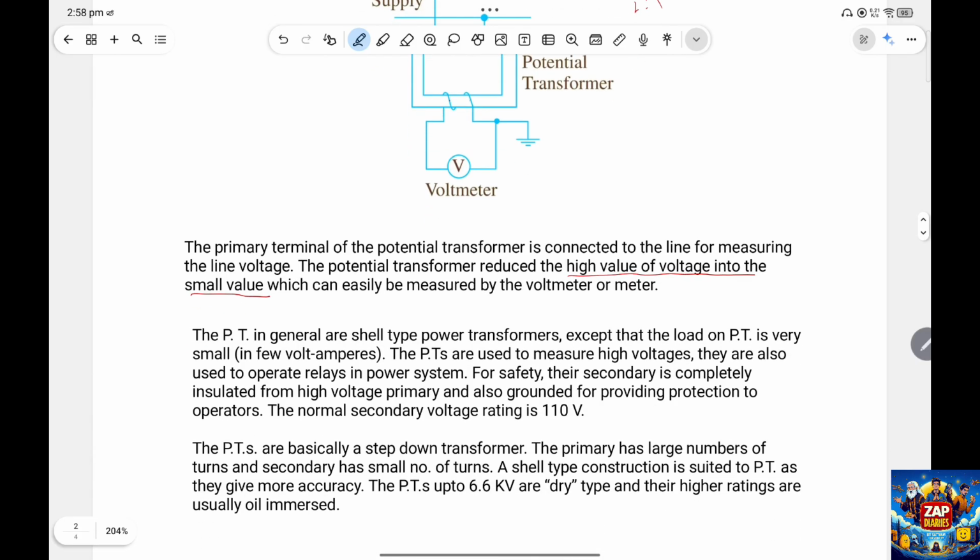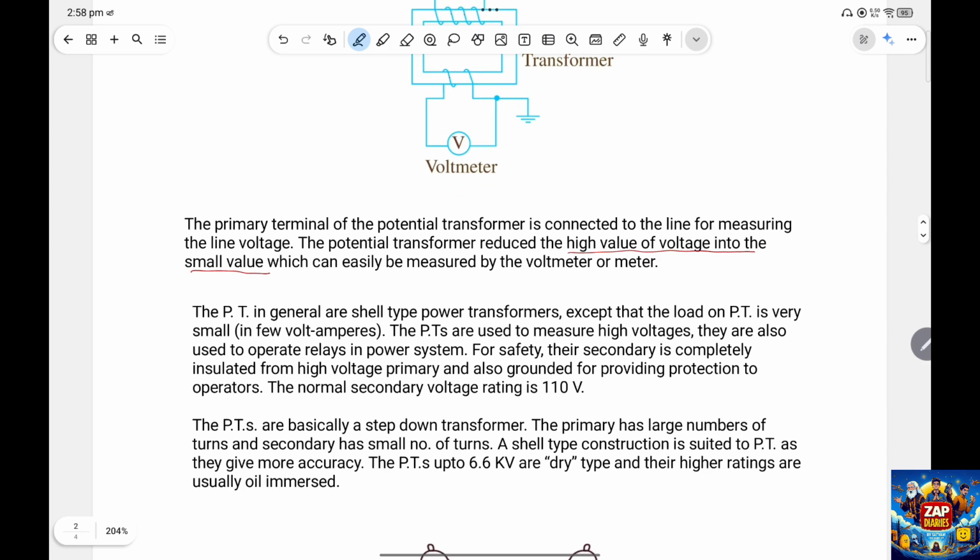The PTs are used to measure high voltages, and they are also used to operate relays in the power system. So you already know what relays are. These are small electromagnetic devices that are used to cut off a circuit or trigger a switching operation automatically at some threshold values.